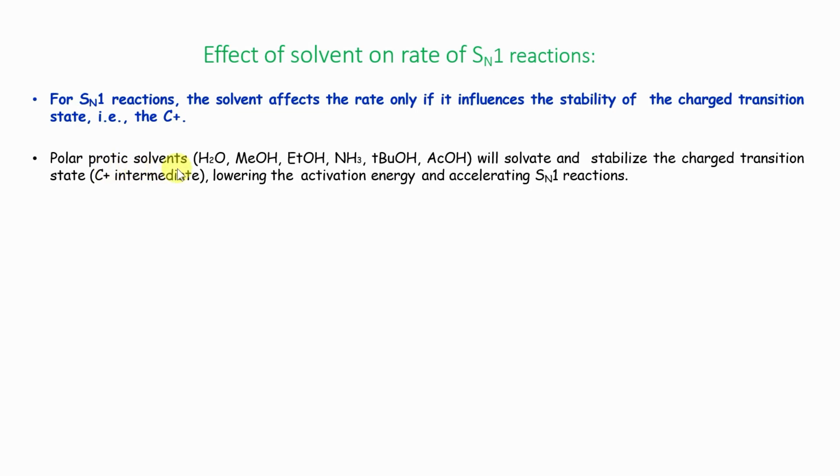Usually polar protic solvents like water, methanol, ethanol, ammonia, tertiary butanol, acetic acid, etc. will solvate and stabilize the charged transition state or the carbocation intermediate, therefore lowering the activation energy of the carbocation formation and accelerating SN1 reaction. See, it is the solvation of this carbocation by alcohol.